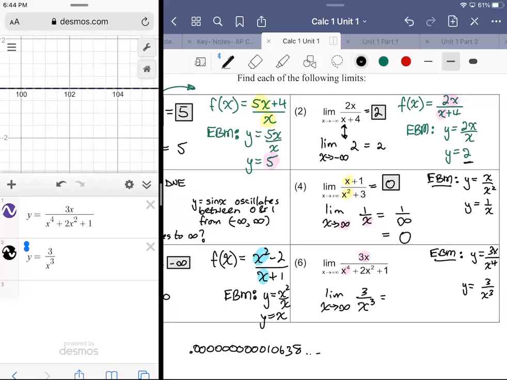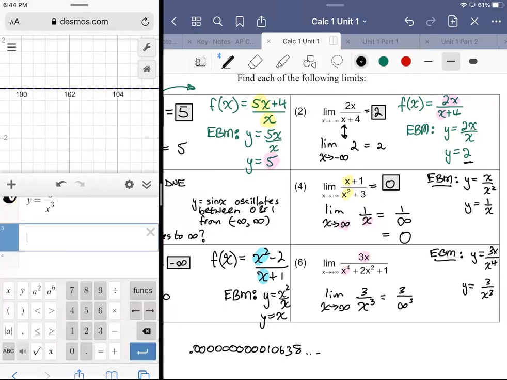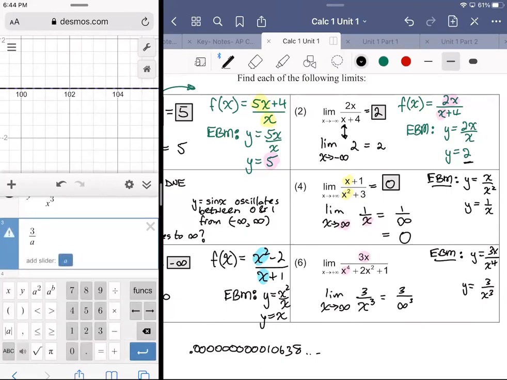All right, that's graphically. Now, analytically, we'd write 3 over infinity cubed. Well, infinity cubed is another form of infinity. So we have a constant divided by infinity. So what I can do here, like I did before, just as an illustration, is take 3 over a cubed.